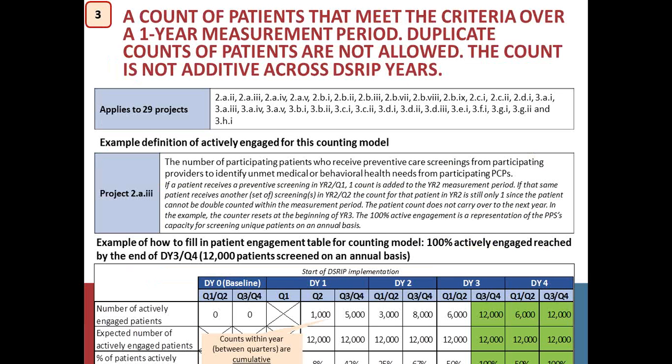So this slide gives an example of how to apply this particular counting methodology. In the project speed and scale template that you receive, you will only be completing a row that says number of actively engaged patients. So the expected in the percent you don't need to fill out. You'll see the template in a second, and you'll just fill out your projected numbers of actively engaged patients.